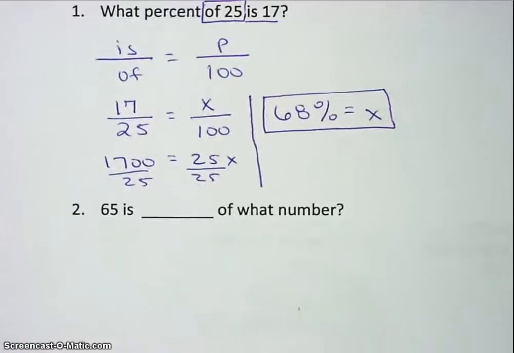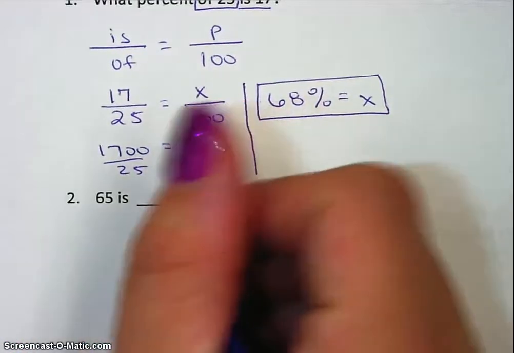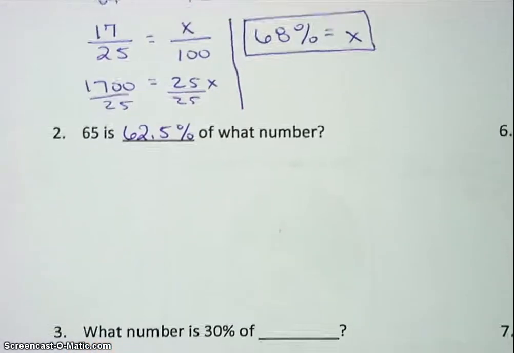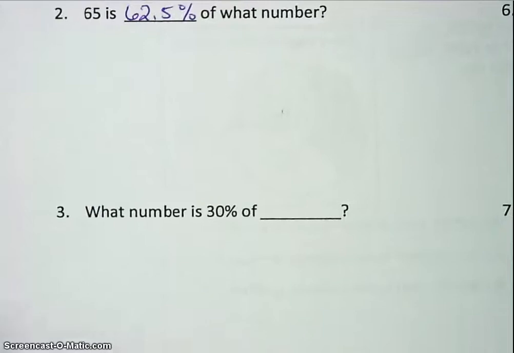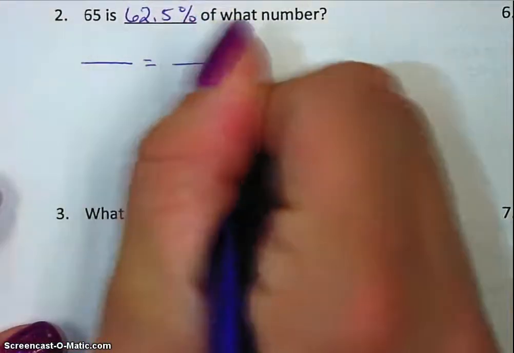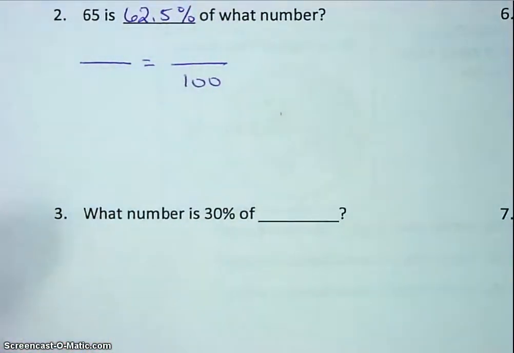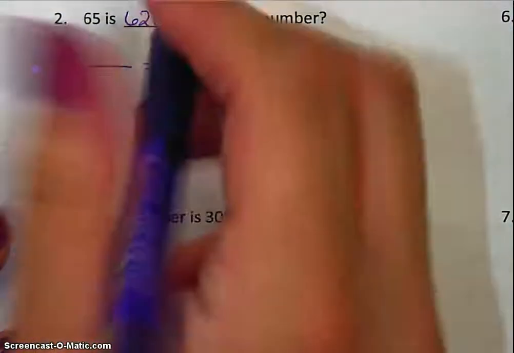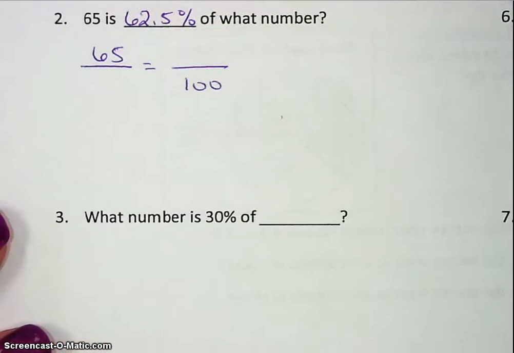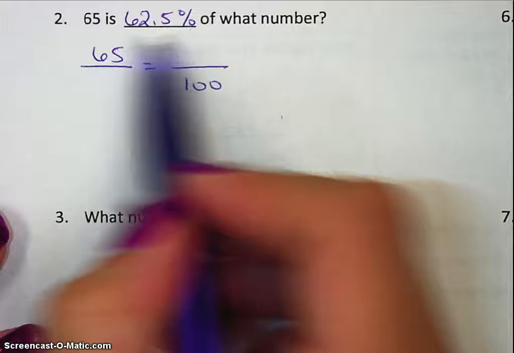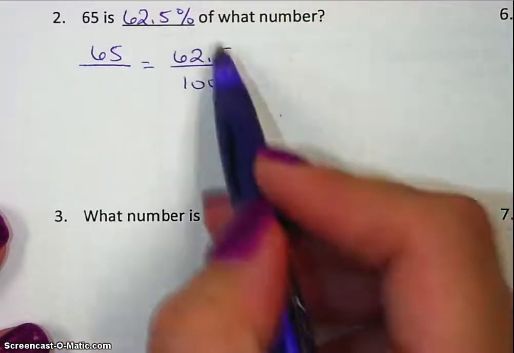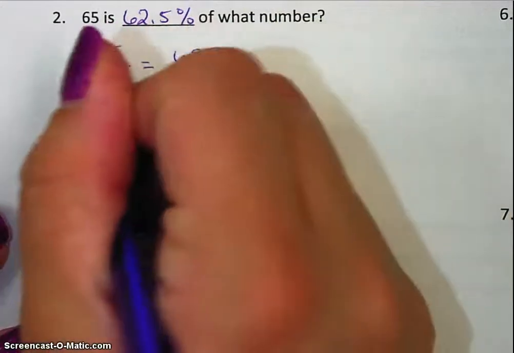Let's look at number 2. 65 is 62.5% of what number? So once again, before figuring out anything else, go ahead and write your proportion down. The 100's always there. So 65 is. 65 goes on top. That's where the is. 62.5%. Well, that's always easy because there's always a percent sign with a percent. So we know that 62.5 goes over 100. Of what number? Well, I don't know, so that's my x.